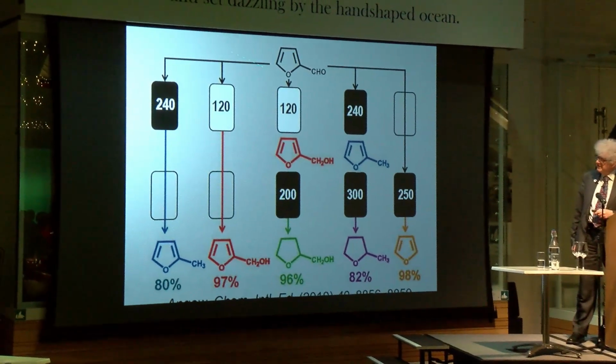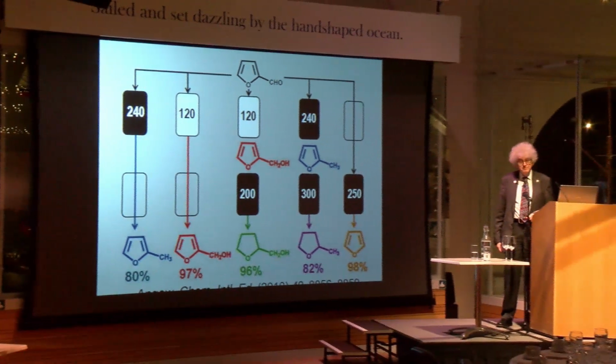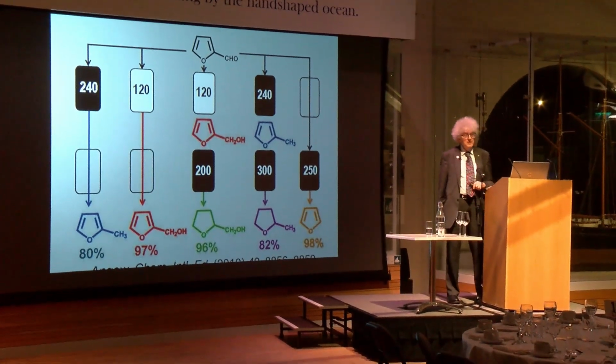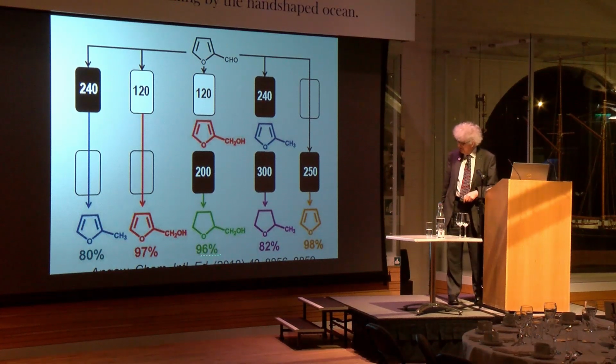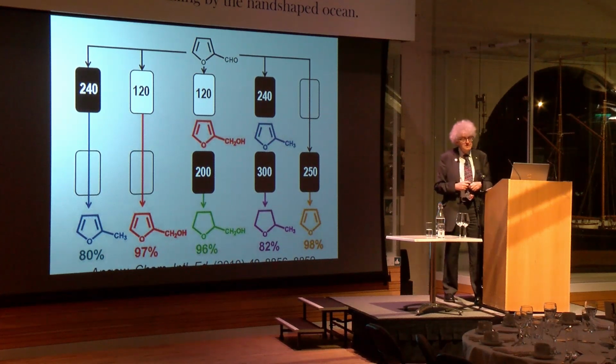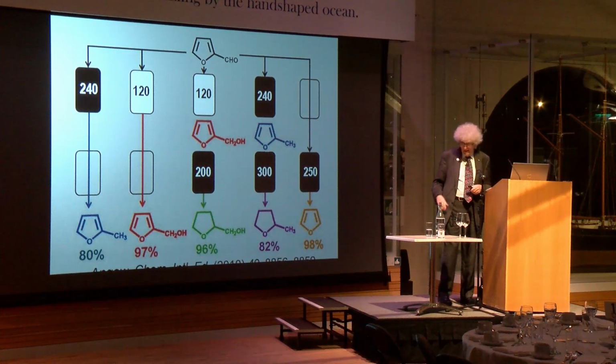starting from this furfural, had different combinations of reactors. Black means it's really hot, white means it's medium temperature, colorless means it's not on. And just by switching the temperatures with a computer, you could make 5 different products and choose which one to come out and switch backwards and forwards between them. And the yields, a couple of them are only 80%, but the other ones are all over 90, nearly 100% yield, which for chemists is pretty good.